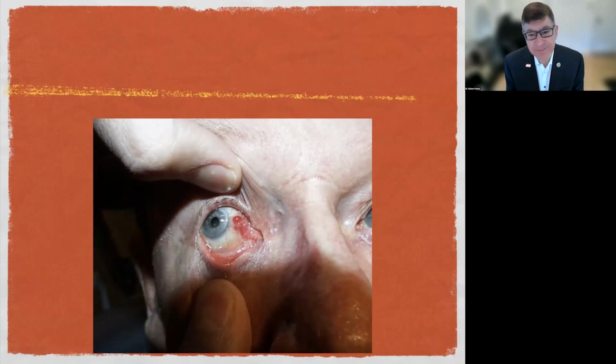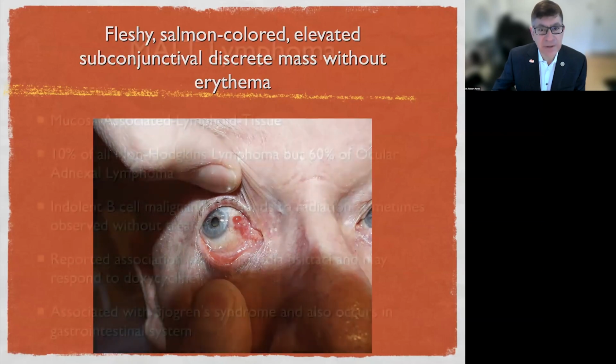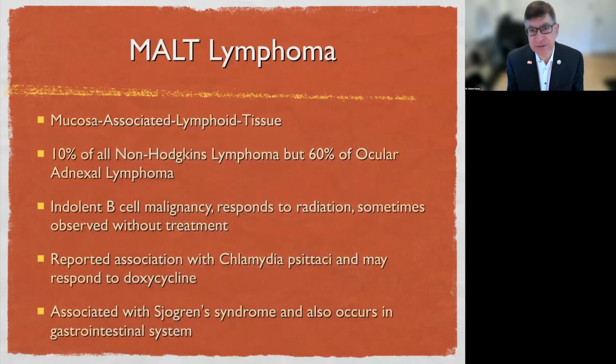Here we have a different lesion altogether. How would you describe this? I'm going to call this a fleshy, salmon-colored, elevated subconjunctival discrete mass without erythema. You see the surrounding conjunctiva is not injected. Biopsy of this was MALT lymphoma, noted as mucosa-associated lymphoid tissue in the classification system here.